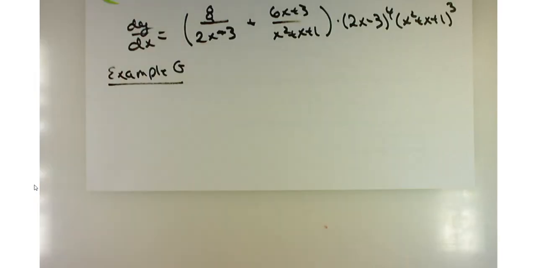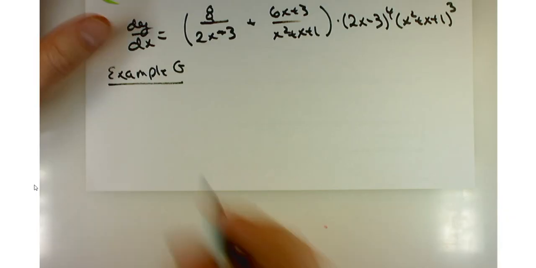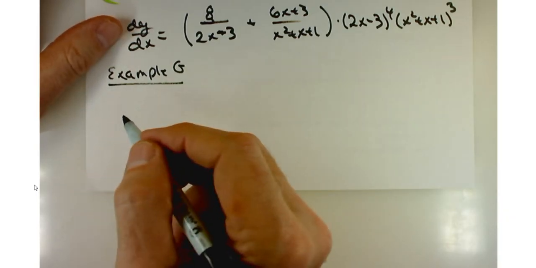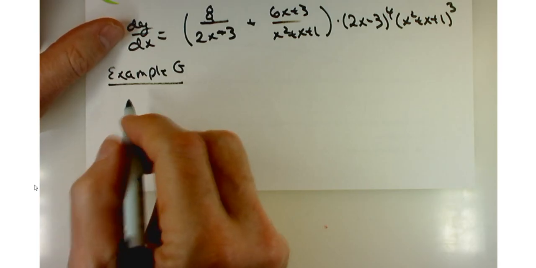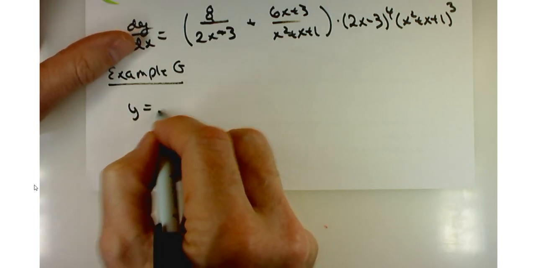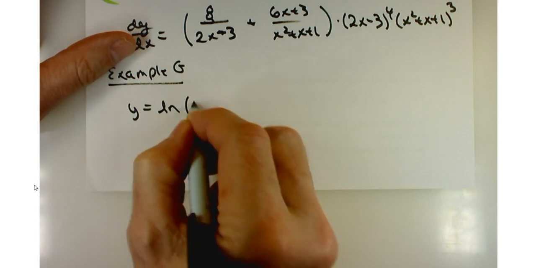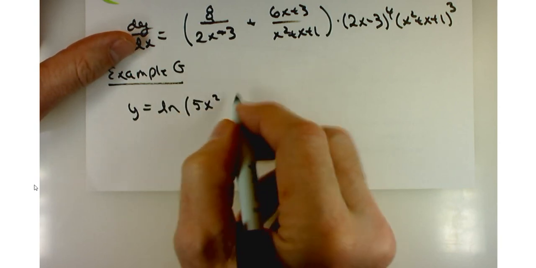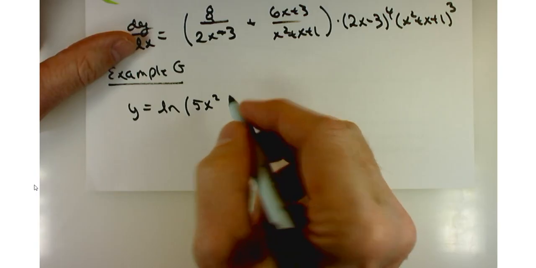So this one's going to have some implicit differentiation and logarithm. Well, let's see. Let's just do it with implicit differentiation. So it's going to be y equals the ln of 5x squared plus 3y squared.